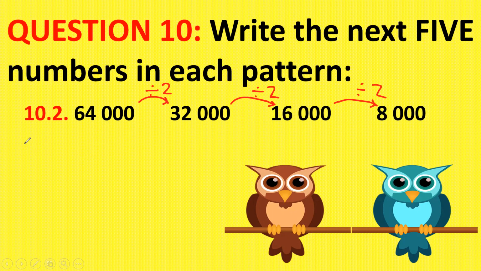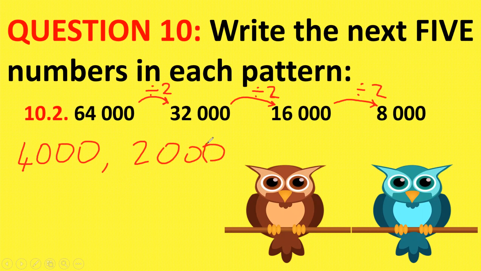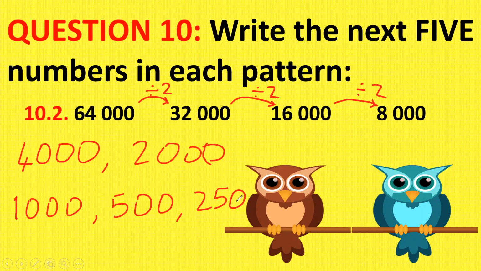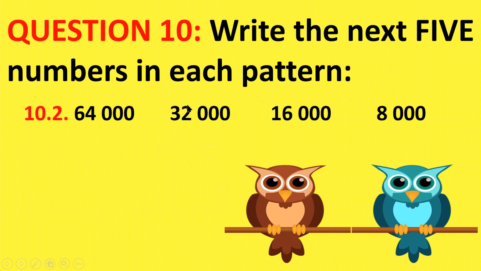8,000 divided by 2, what's that? 4,000. We are going to write next 5 numbers. 4,000 over 2 is equal to 2,000. And then, oh, that's right, nice. And then 2000 over 2 is equal to 1000. 1000 over 2 is equal to 500. One more number we are writing, 250. 500 divided by 2, and then you are getting 250. Next 5 numbers, done. Let's continue with next question.